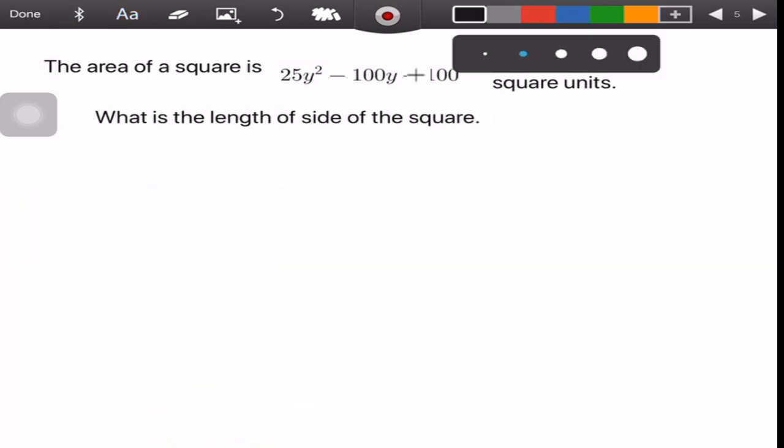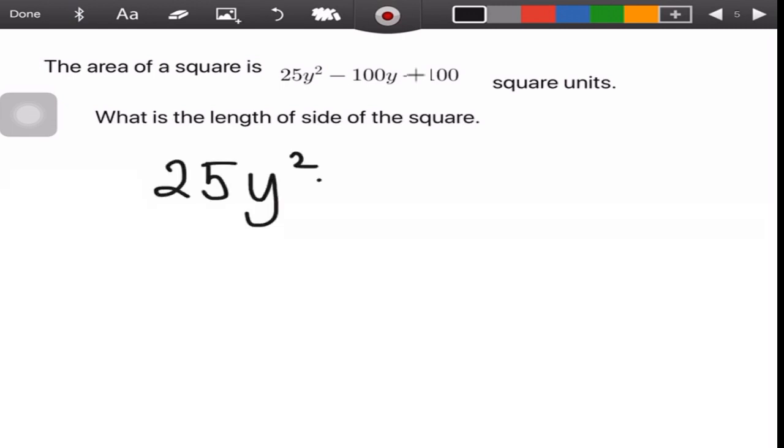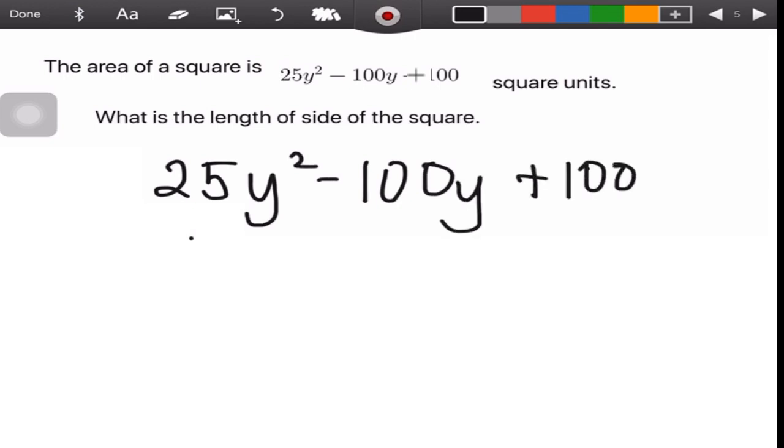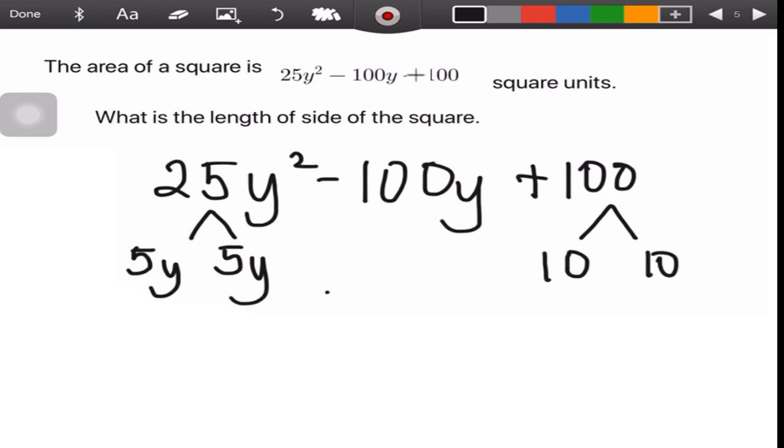So this example is a simpler one. We just need to factor the area of the square, which is 25y squared minus 100y plus 100. You need to check if this trinomial is a perfect square or a general trinomial. So we will factor 25y squared, that is 5y, and then 100, that is 10 times 10, and then we will check if the middle term is 100y.